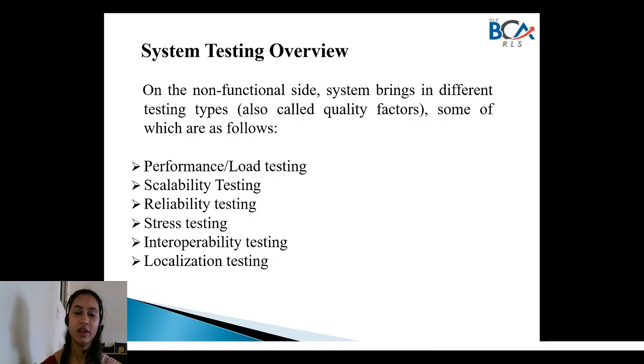So in the last session we have seen what is system testing and its overview with a video. So let us see system testing on the non-functional side of it. System testing from the non-functional point of view has different types of testing, okay? Which includes performance or load testing, scalability testing, reliability testing, stress testing, interoperability testing and localization testing. So let us see one by one in brief.